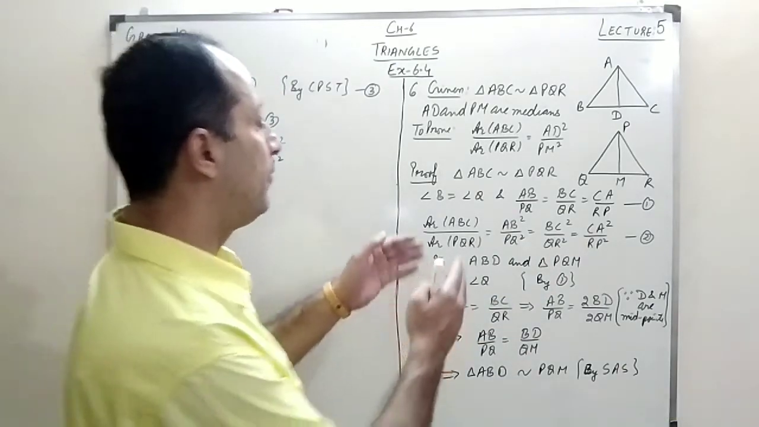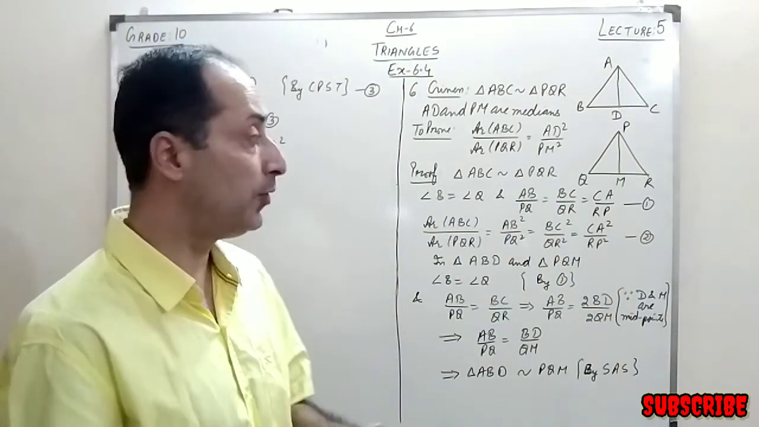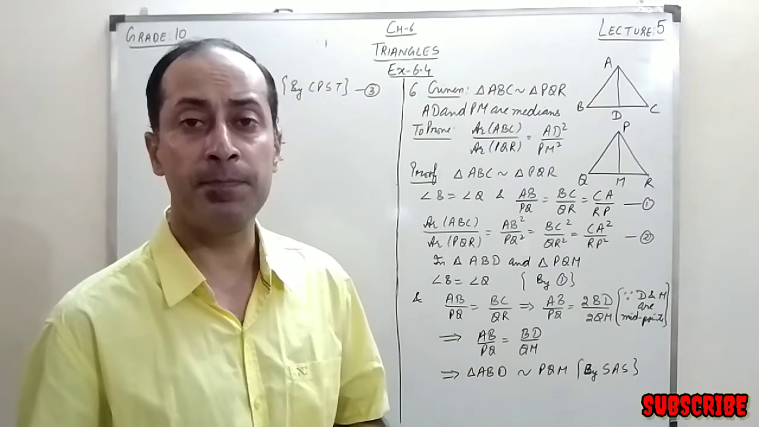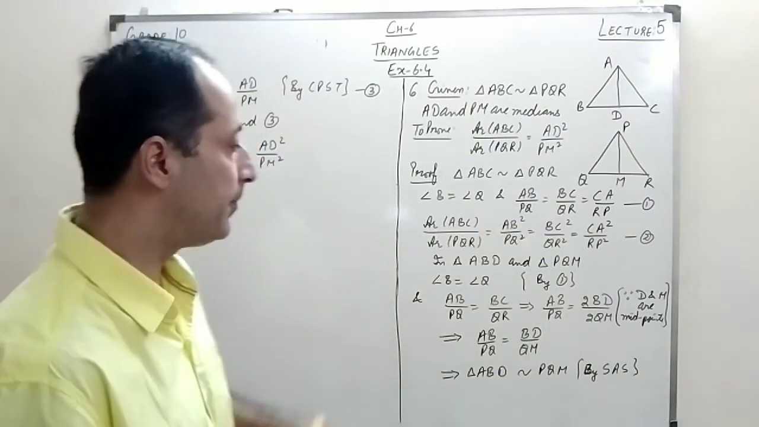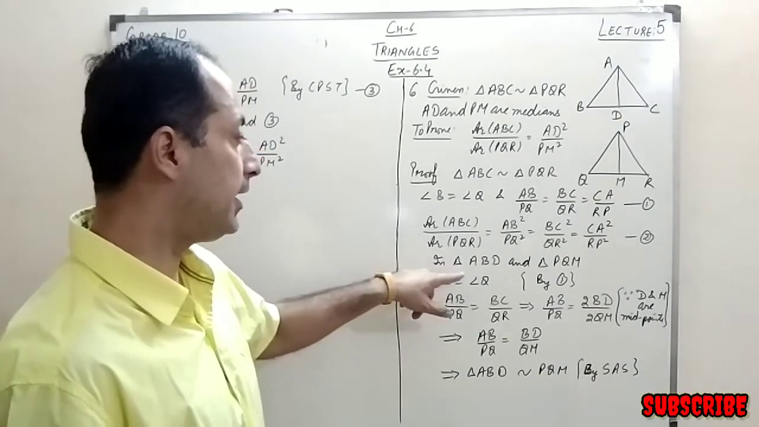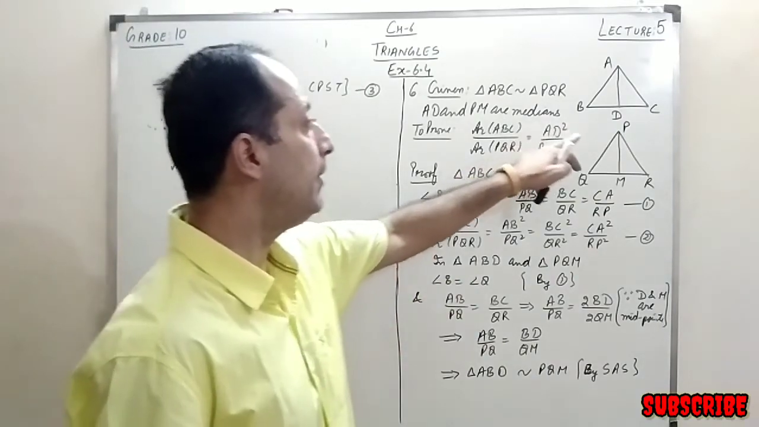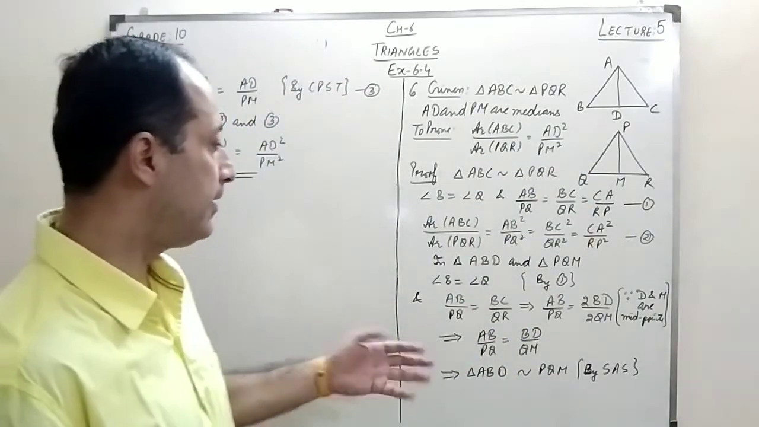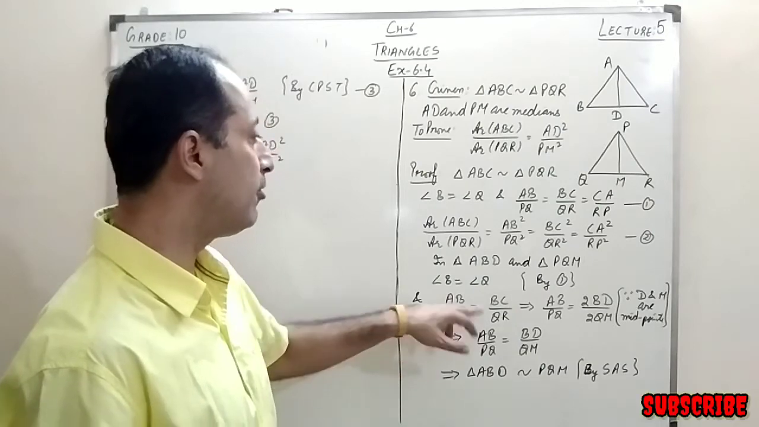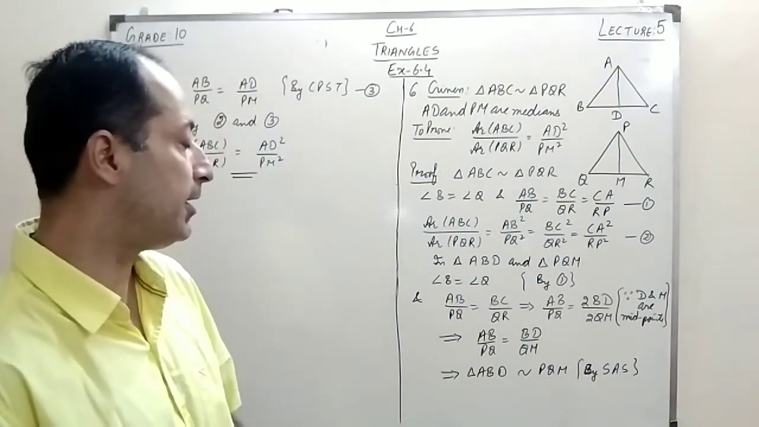So before I proceed, I'll first prove that AD by PM is equal to the ratio of any of these sides, right? So what I have done, I have taken triangle ABD and triangle PQM. In triangles ABD and PQM, we can say that angle B is equal to angle Q. What else? AB by PQ is equal to BC by QR, because the triangles were similar, so we can write AB by PQ is equal to BC by QR.